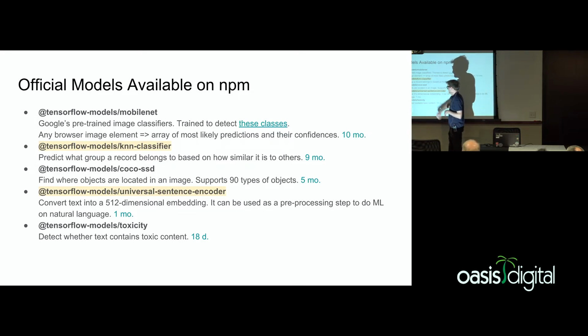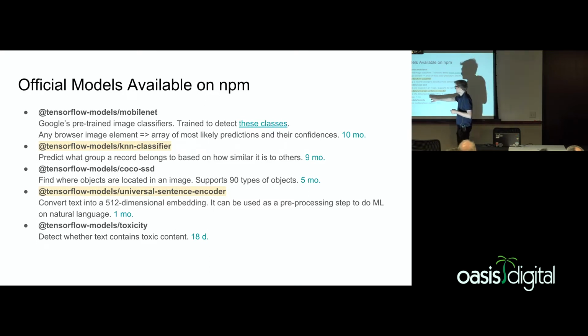There's also this package called Coco SSD, which will find where objects are located in an image. Their examples are, I don't know if it does or doesn't work on actual images, but they were images of a triangle or a square, rectangle, that kind of thing. But it might be more than that. I just haven't looked into that.